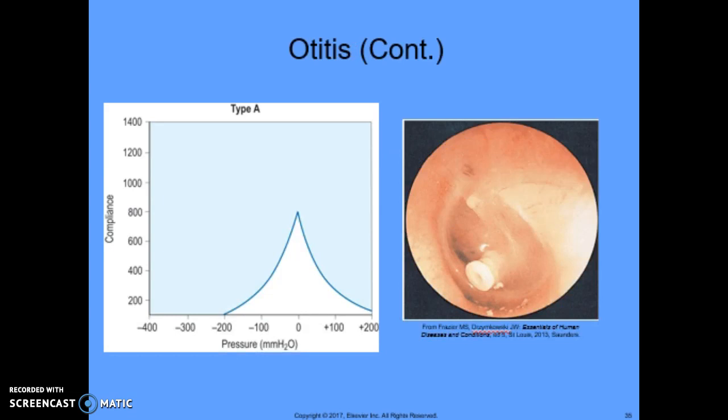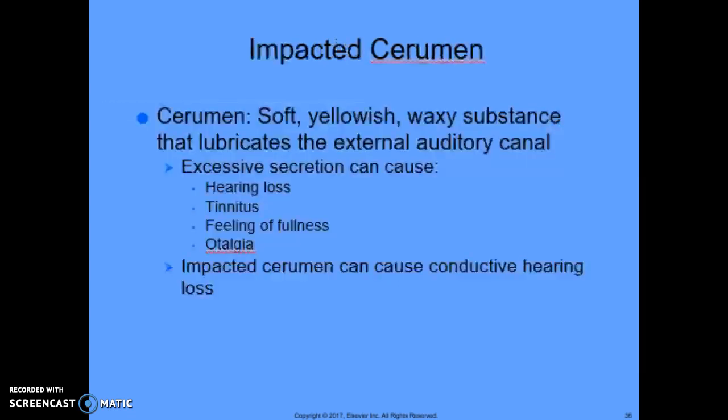A tympanogram may be done to determine the air pressure of the middle ear and the mobility of the tympanic membrane. Impacted cerumen, so this is often seen in pediatrics, general practice. This is when we would be doing an ear lavage or an ear irrigation. Cerumen is a soft yellowish waxy substance that lubricates the external auditory canal, and excessive secretion can cause hearing loss, tinnitus, feeling of fullness, and otalgia. Impacted cerumen can cause conductive hearing loss because it is actually blocking the sound waves.